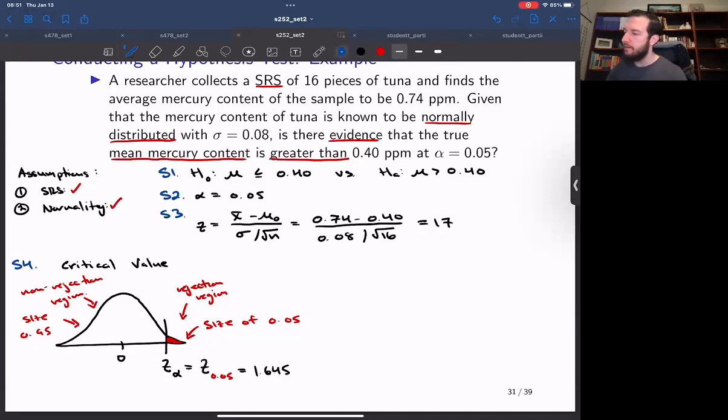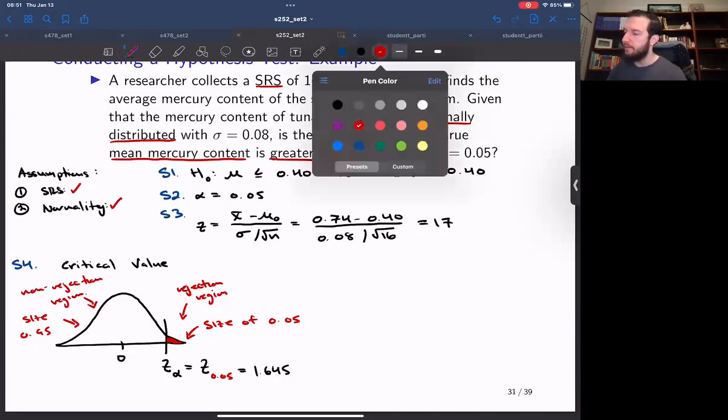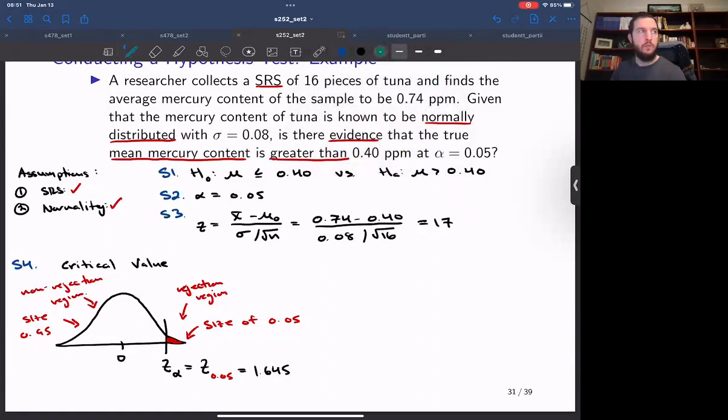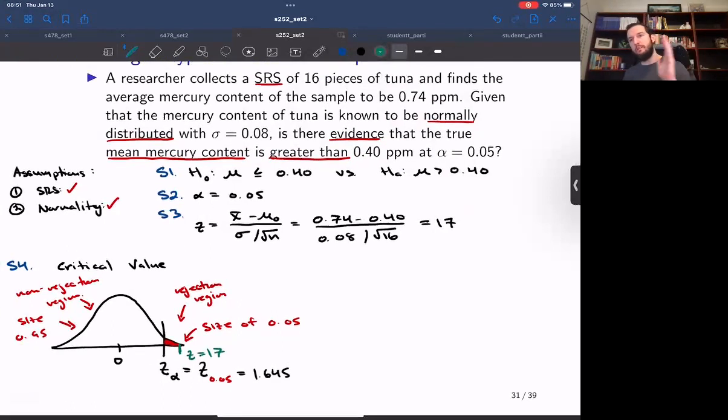Okay, our test statistic is equal to 17. So clearly, the test statistic is well into that rejection region. For illustrative purposes, we might mark the test statistic right here. So this is Z equals 17. The point is that we can see that test statistic is well into the rejection region, so that's going to warrant rejection of the null hypothesis.